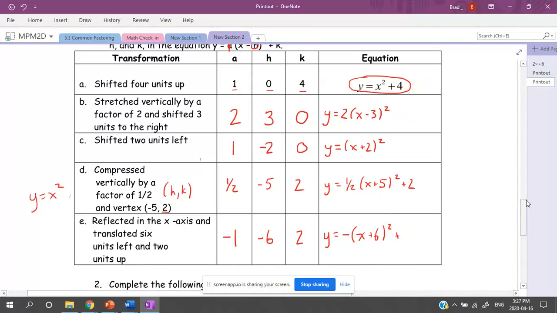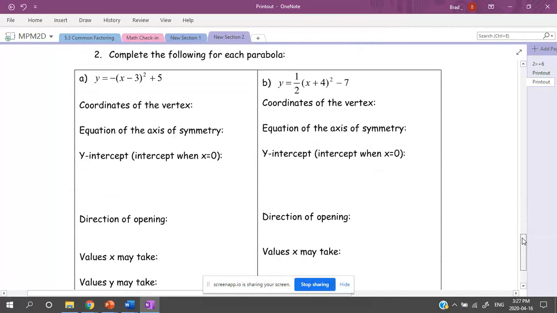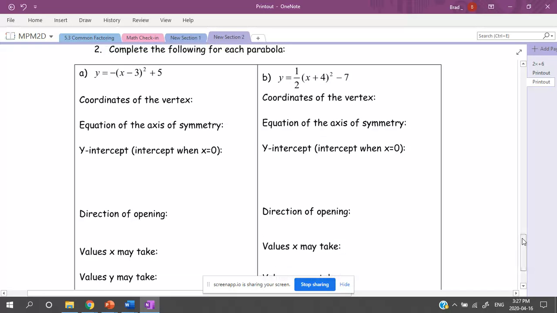A few more things for you to try at the bottom of this sheet. So why don't you go ahead and pause the video and see whether you can fill this out. Take a look at that formula, and then just based on the formula, without even graphing it, can you come up with what's the vertex, where's the axis of symmetry, and what's the y-intercept, and so on. So pause the video right there.